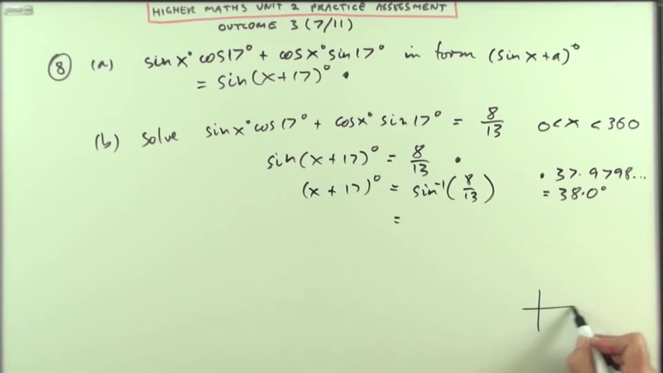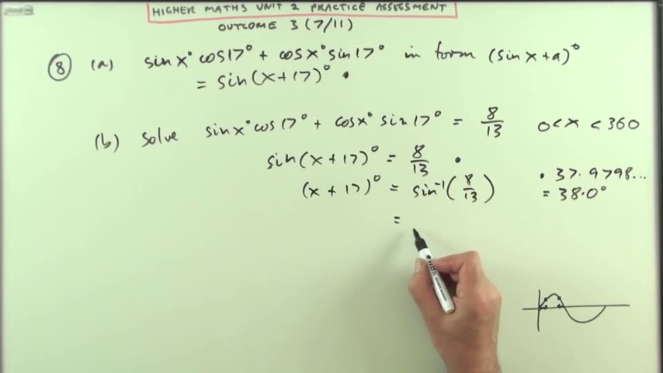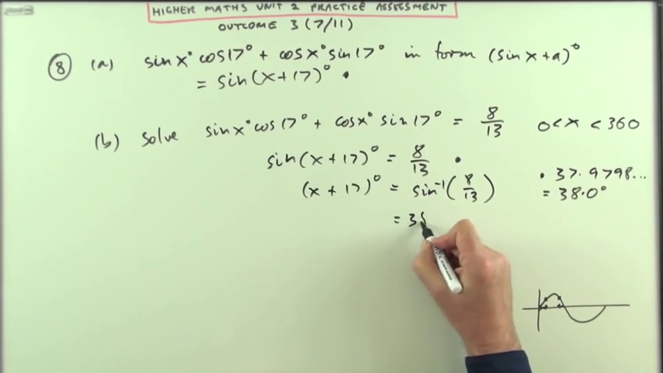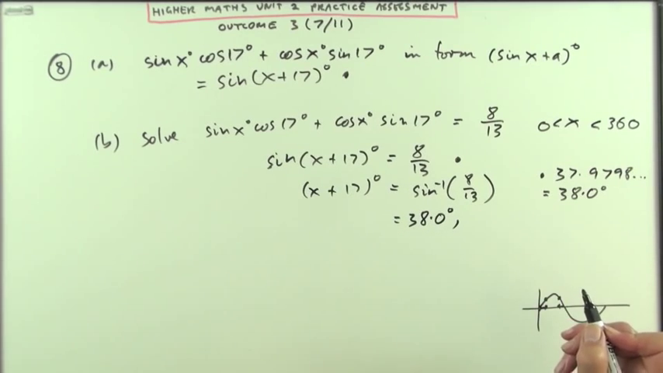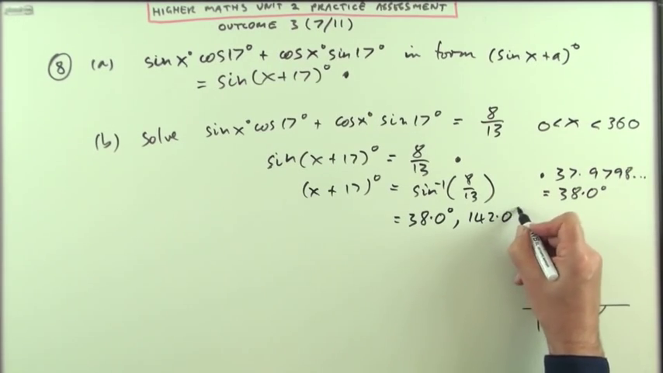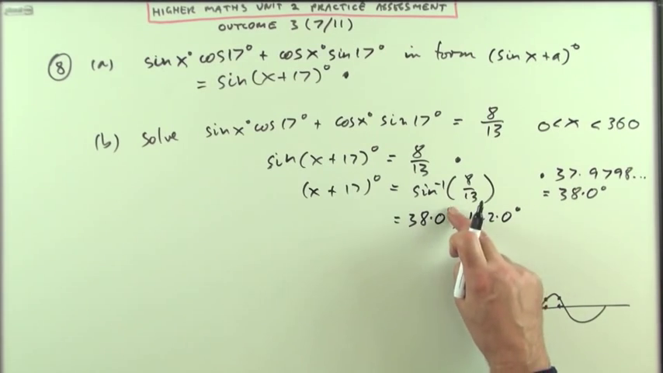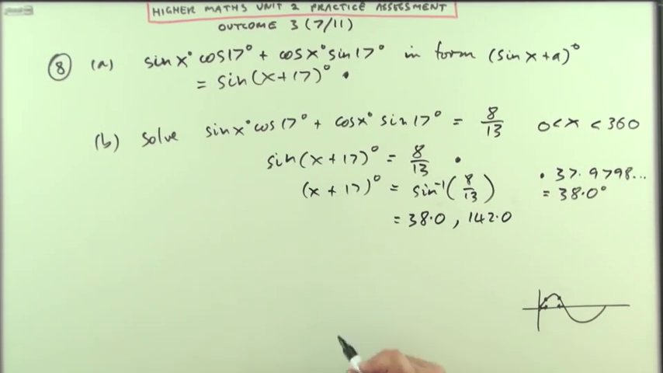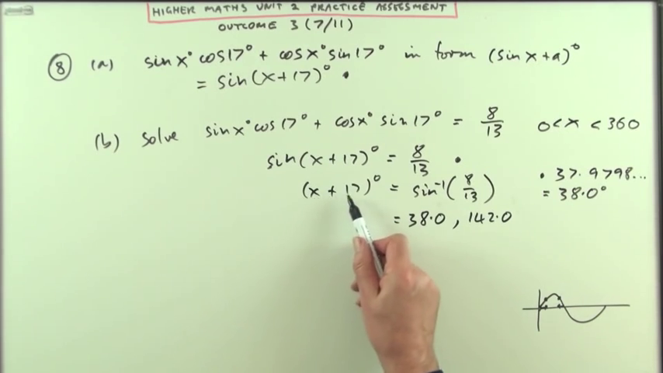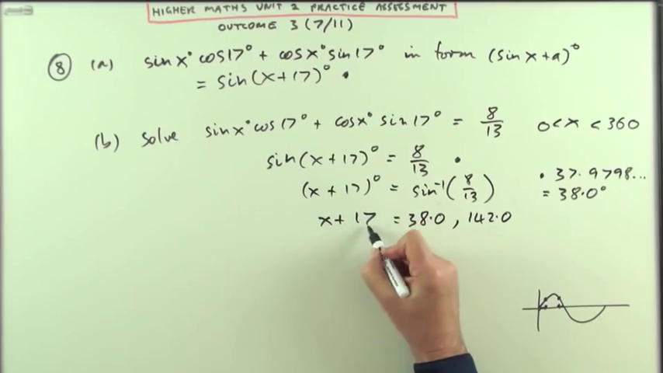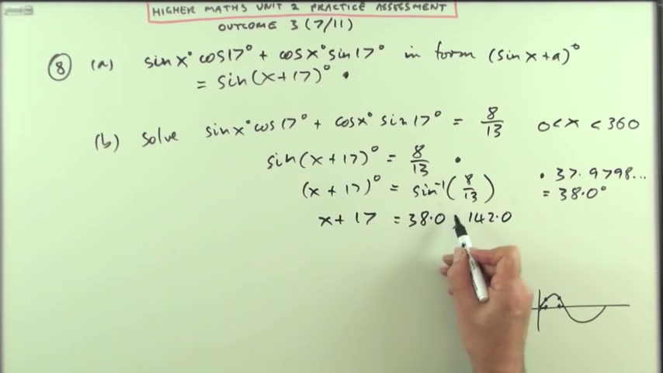Then you can either think from the symmetry of the graph. A sine graph looks like this. And at 8/13, I've got one answer here, which was 38 degrees along. So the next answer must be at the same level, because the two parts are symmetrical, which is 38 back from 180. So I've got 38.0, or I've got 142.0 degrees. But I've fallen into that little trap because I don't want to mention degrees, because I want my final answers to say x equals. So it's fair enough to put that part down, but in the next part, I'm just going to say x plus 17 instead of having to have degrees, degrees, degrees.